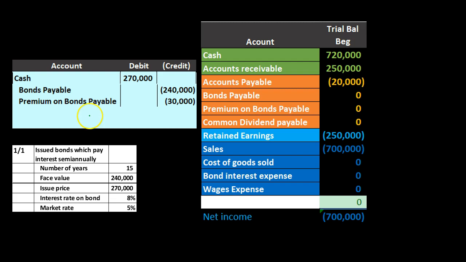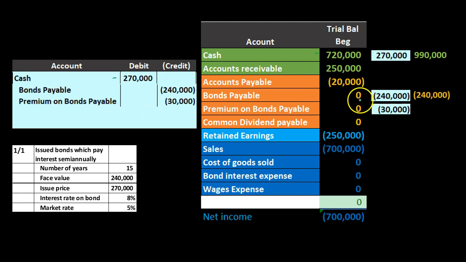So if we record this, we can see what it's going to look like. The cash is here. Here it is on the trial balance. It's going to go from $720,000 up by $270 to $990,000. The bond is going to go from 0 up in the credit direction to 240. And then the premium, so here's the premium, is going to go from 0 up by 30 to 30,000.